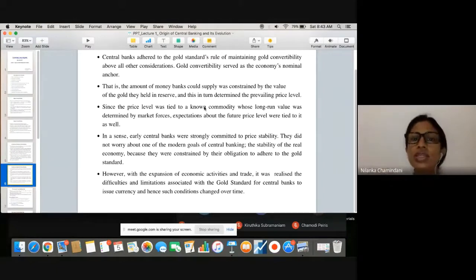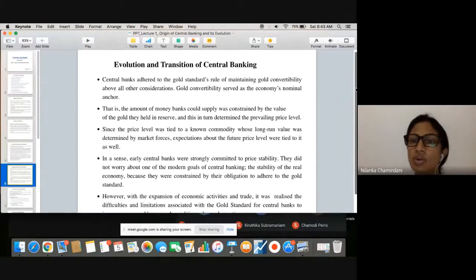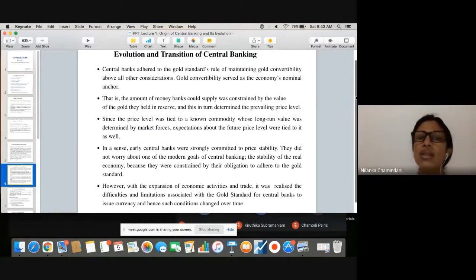Central banks adhered to the gold standard rule of maintaining gold convertibility above all other considerations. What it means is that the gold standard rule actually helped the central bank maintain gold convertibility. That means they can convert it into currency notes and coins. Gold convertibility serves as the economy's nominal anchor.